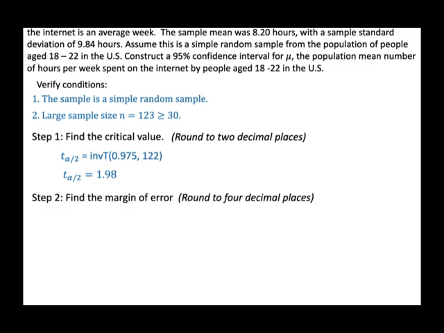And then margin of error, use this formula. So one more time, we'll be using the t distribution. So you do have the critical value, t alpha over 2, which we got from the previous part here. And then s, that's the sample standard deviation. That will be 9.84, sample size 123. Try to use your calculator.